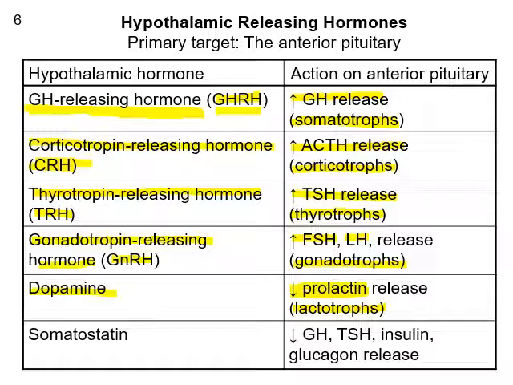And finally, there are cells of the hypothalamus that release somatostatin, and somatostatin causes changes in the release of a number of hormones, including it inhibits the somatotrophs from releasing growth hormone. So somatostatin is sort of a negative hormone. It also has effects on TSH, insulin, and glucagon.